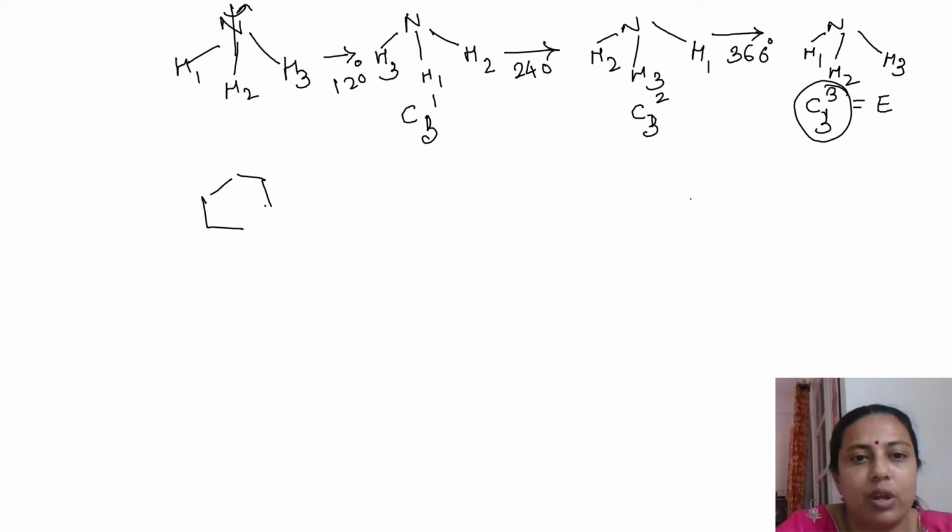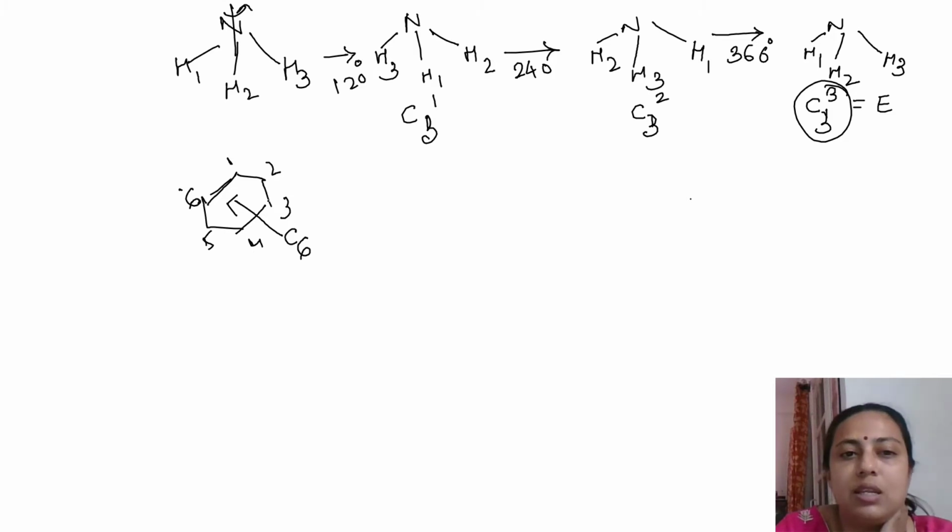One thing has to be remembered: a molecule may possess more than one symmetry operation, like this benzene molecule. The benzene molecule has a C6 axis perpendicular to the benzene plane, and if you rotate, 1 will come to 2, 2 will go to 3, and so on. That produces an indistinguishable structure, so benzene possesses a C6 axis.